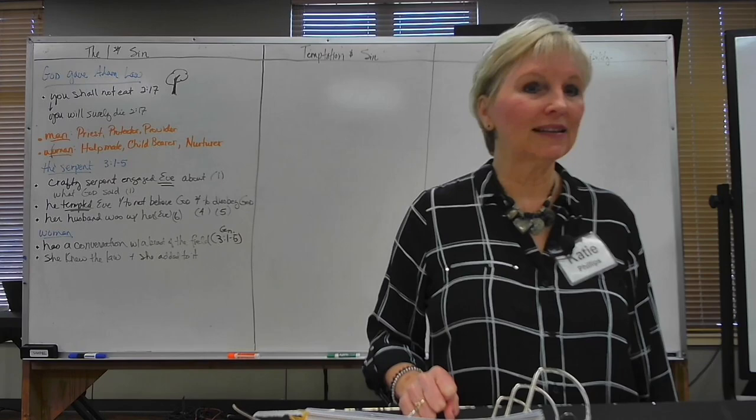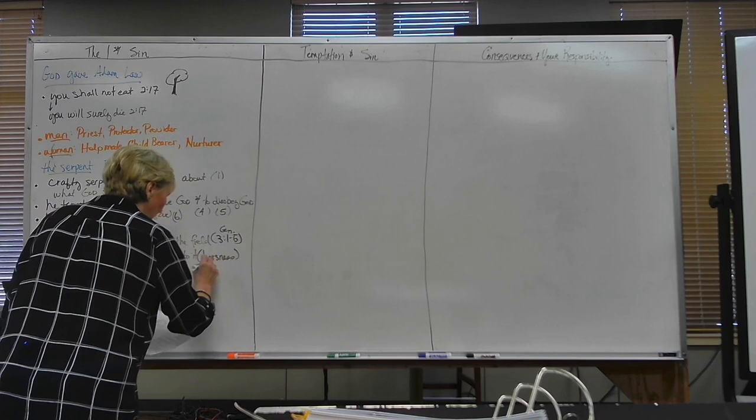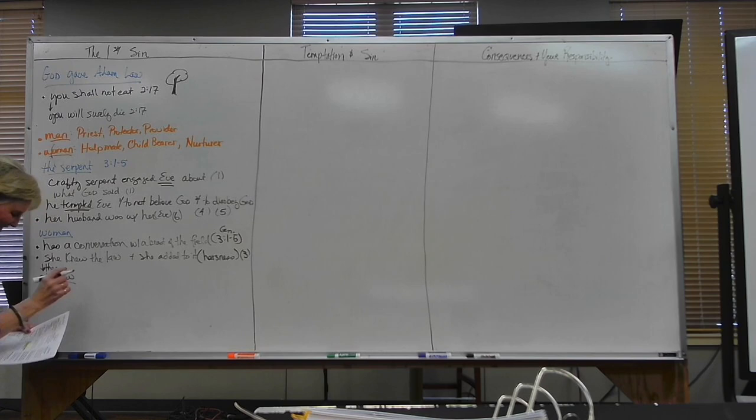Okay, so she knew the law, she added to it, she added harshness, right? And that's in verse 3, indicating there's some kind of discontentment. So then what happened? Once he brought this to her attention, what's the next thing that happens? Then she saw. It says she saw that the tree was what? Good.